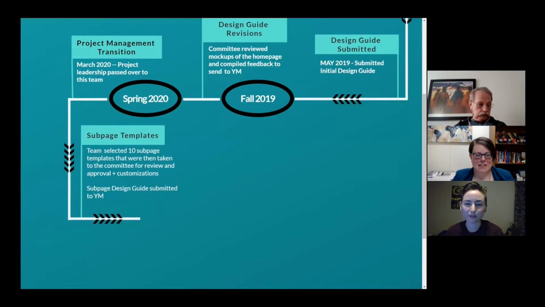Throughout the spring of 2020, we met frequently to discuss subpage templates and determine which 10 of YM's options were the best for our site's needs. We then took those suggestions to the larger committee for discussion and review and submitted the subpage design guide by the end of that spring.